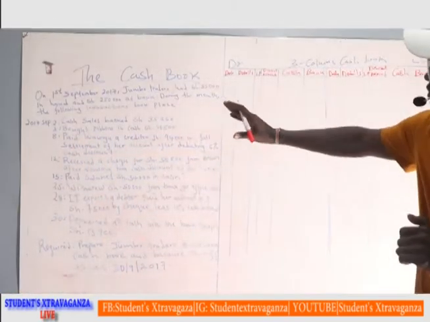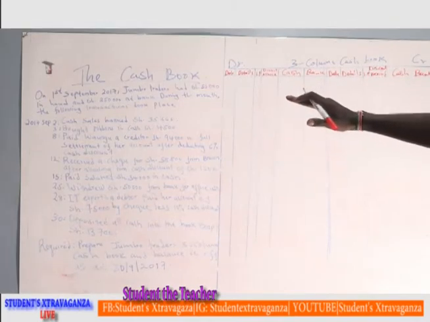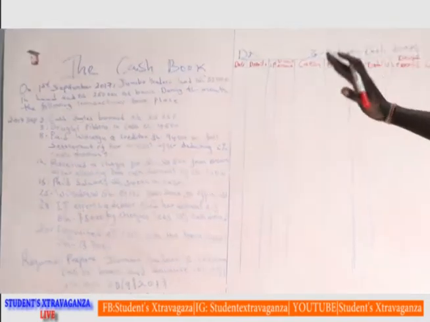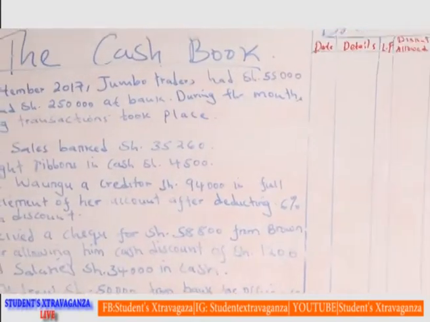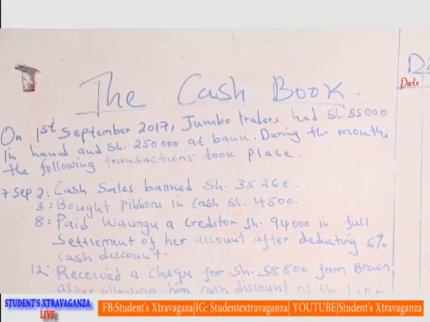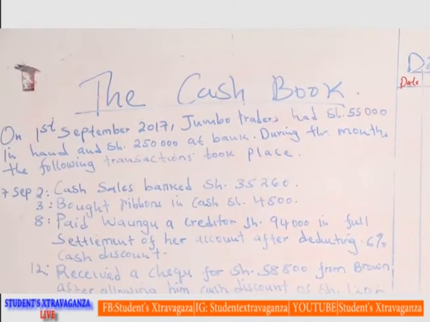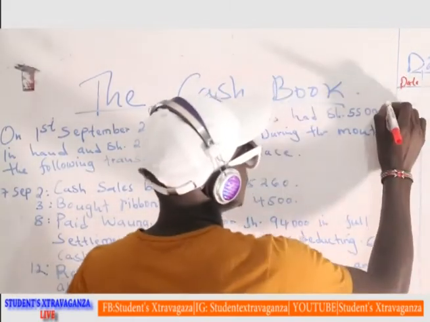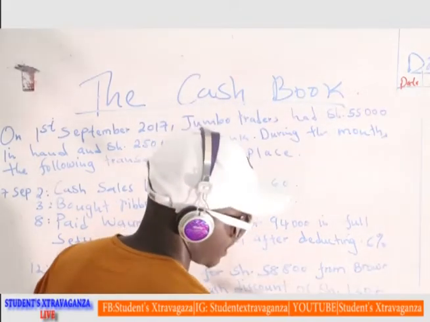Watch this. The first information is that on 1st September 2017, Jumbo Traders had 55,000 Kenyan shillings in hand and 250,000 at bank. So we have 2 balances. We call them balances brought down. Balances brought down are going to be recorded on the DR side. So we write the date, 2017. Let's write our date here.